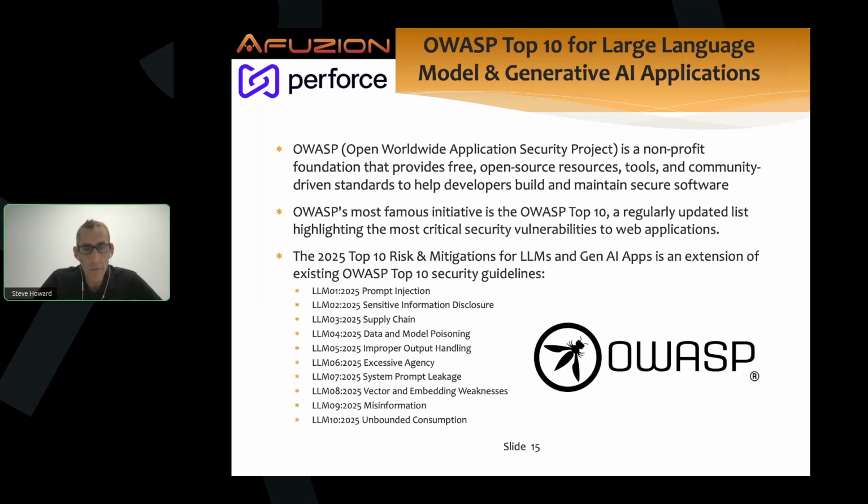So again, originally it was for web and web technologies and so on, but it's more general these days. And in this case, they were building this list of top 10 risks and mitigations for the use of models for software and for the use of LLMs and generative AI applications. So it's an extension of the existing OWASP top 10 general security guidelines, if you will. These are the kind of movements we're seeing within the market to address the problems that AI might bring for safety and for security.